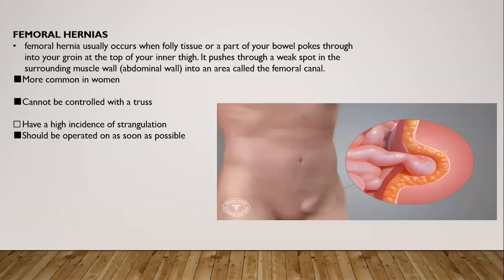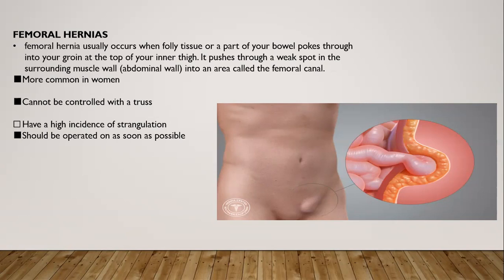So femoral hernias, these are the ones that we are really familiar with. A femoral hernia usually occurs when a part of tissue, a fold of tissue, or a part of your bowel pokes through into your groin at the top of your inner thigh. In short, what I want us to remember is that the femoral hernia is the hernia in which the protrusion occurs in the femoral canal.